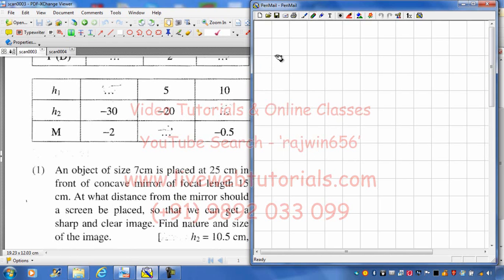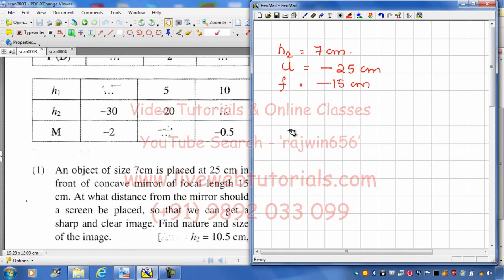First of all, what is given to us here, height of the object, that is h1, is 7 centimeters. Height of object is always positive. It is placed at a distance 25 centimeters in front of a concave mirror. Okay, object distance is u, it is always negative, minus 25 centimeters. Now the focal length of the concave mirror is given. Focal length is 15 centimeters. It's a concave mirror, so it is going to be minus.